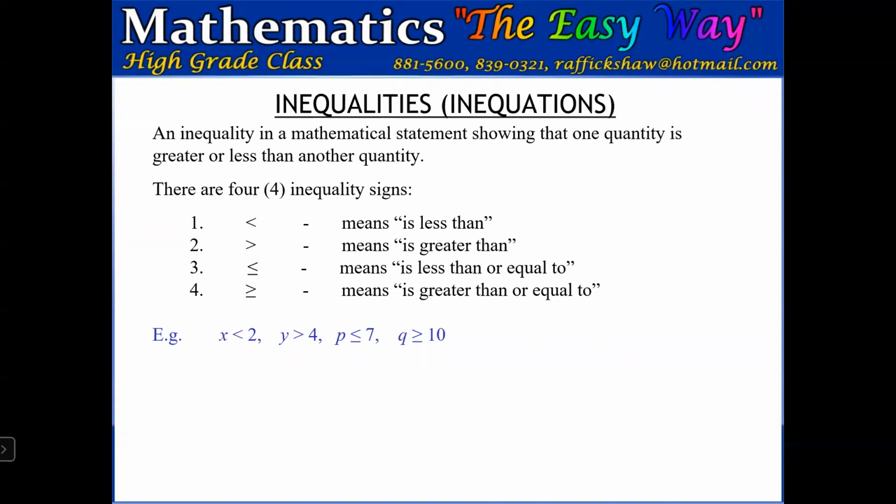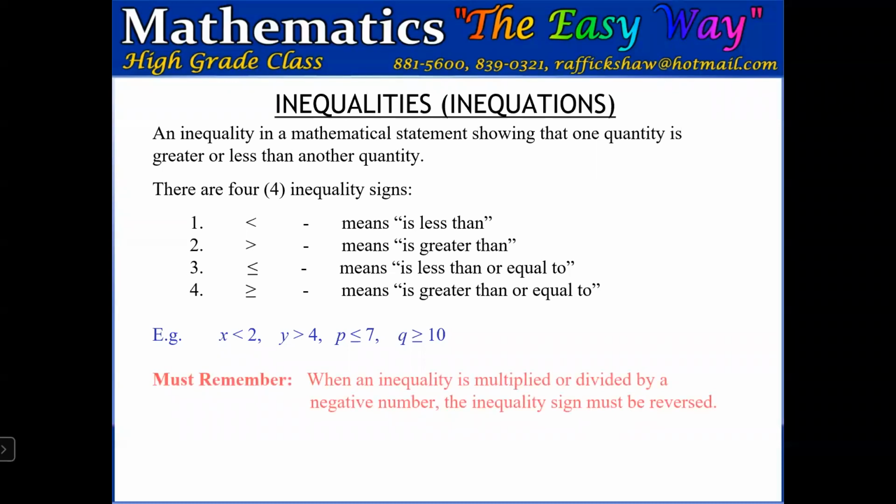So those statements. The first one means x is less than 2. The second one means x is greater than 4. The third one is p is less than or equal to 7. And the fourth one is q is greater than or equal to 10. I know everybody is good with that, right? So I'm just going to move on. This is like the basics. Now, there's one important thing to remember before we even get into it.